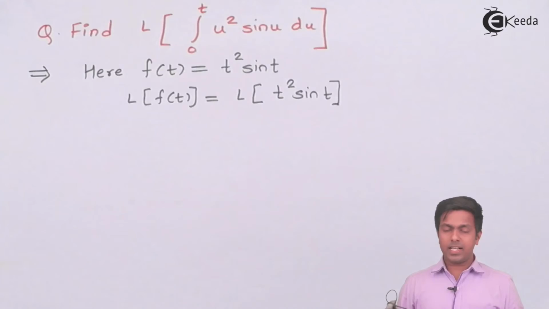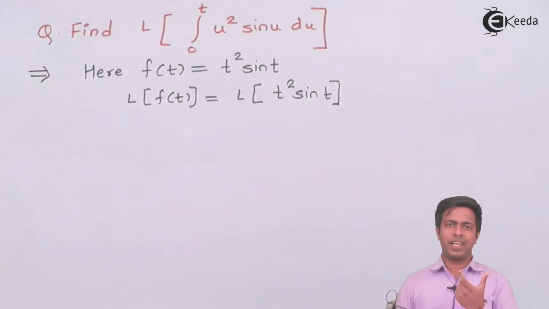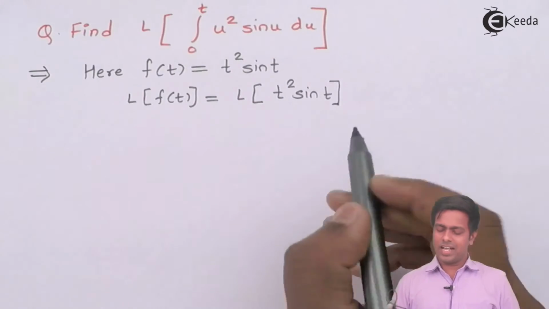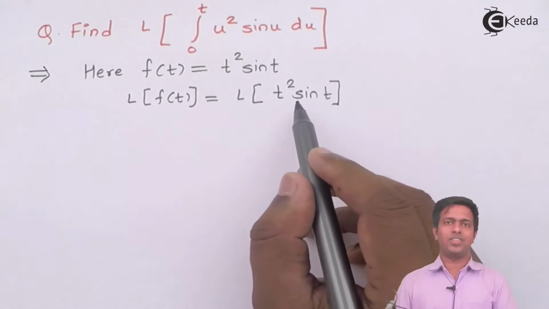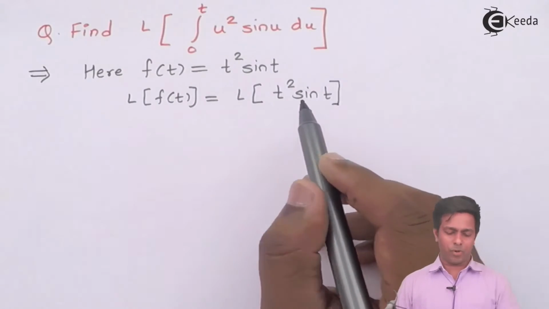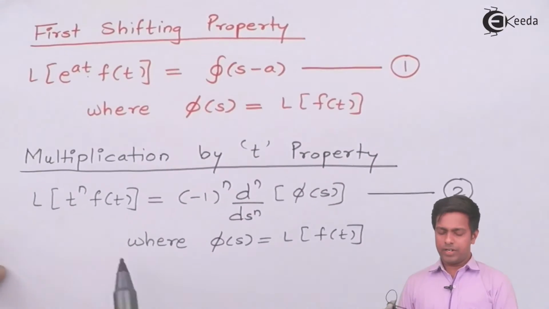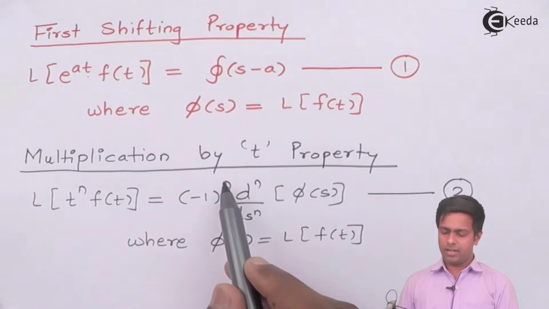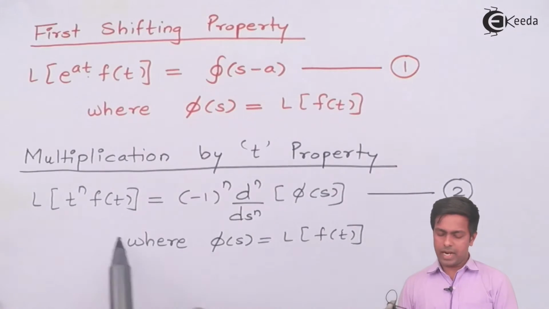Now to get the Laplace of this t square into sin t, how to get the answer? So guys, again here if you observe the term carefully, then it is nothing but multiplication by t theorem, because here I can consider this sin t as my function and it is being multiplied by t square, so it is matching with multiplication by t property. So let me show you that as per the multiplication by t property, we have t raised to n into some function of t and the answer is given by minus 1 to the power n d to the power n ds to the power n phi of s, where phi of s is Laplace of that function of t.